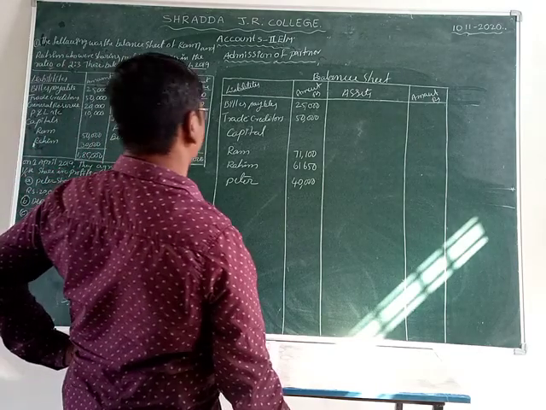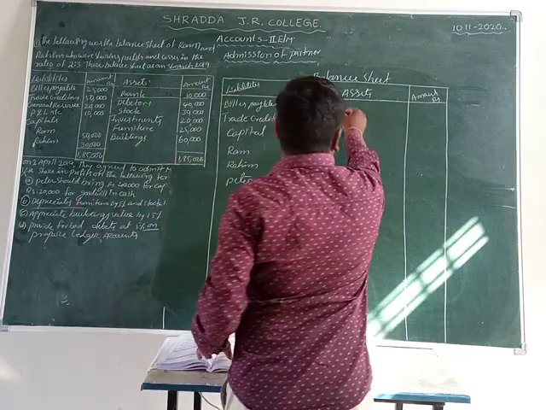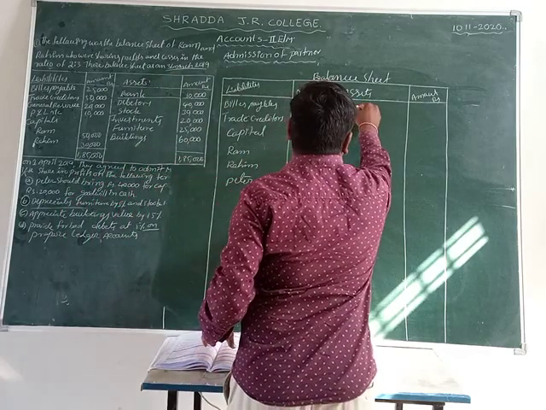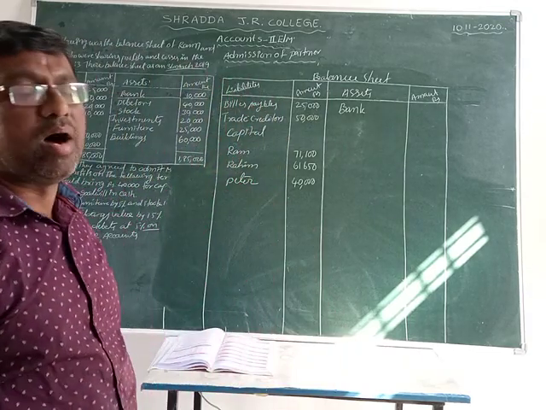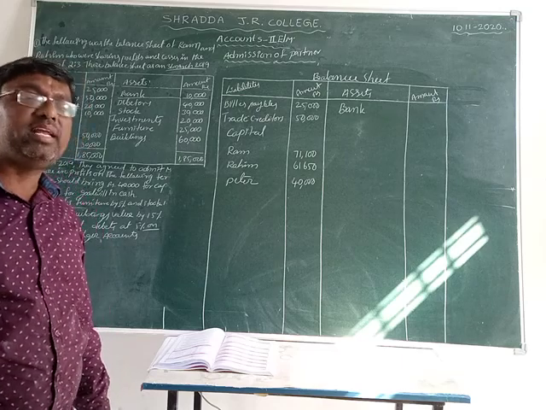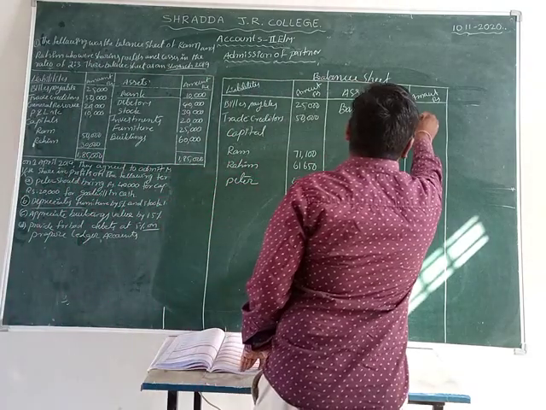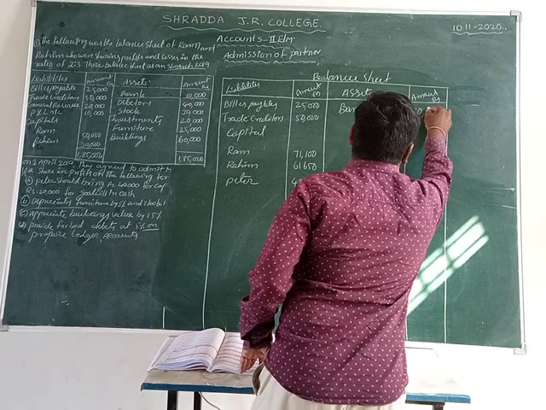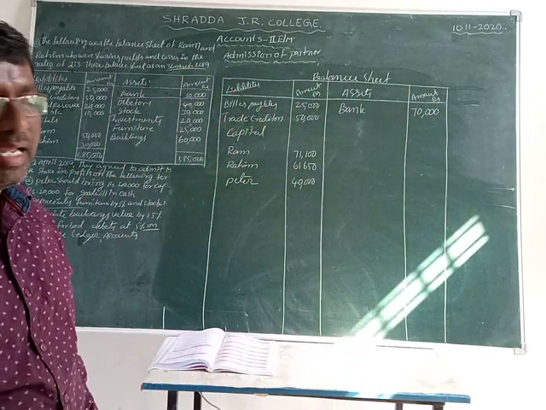Now we are going to the asset side. What is the first amount? Bank. Okay, now friends, bank. So we already did the bank account. What is the balance of the bank amount? 70,000 rupees. That 70,000 rupees amount we are taking here.